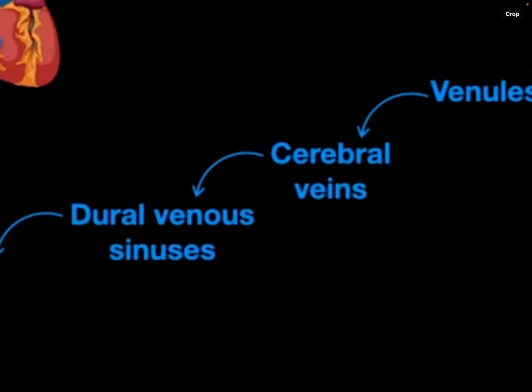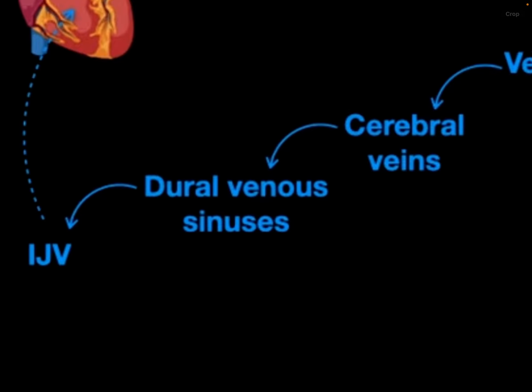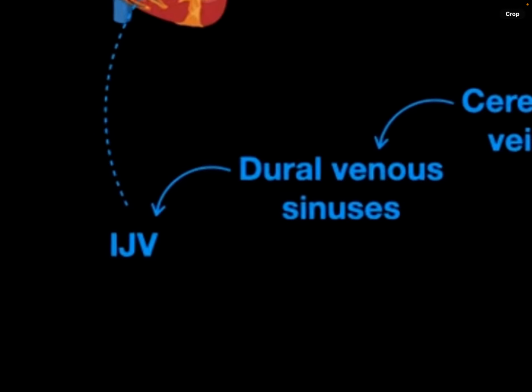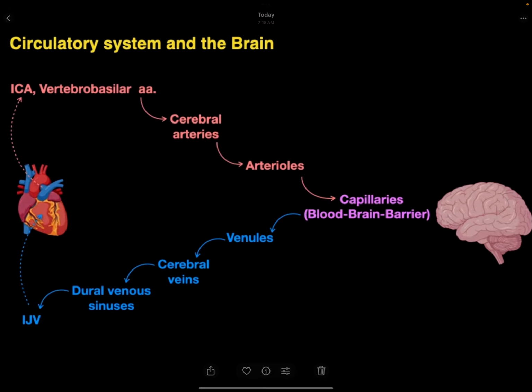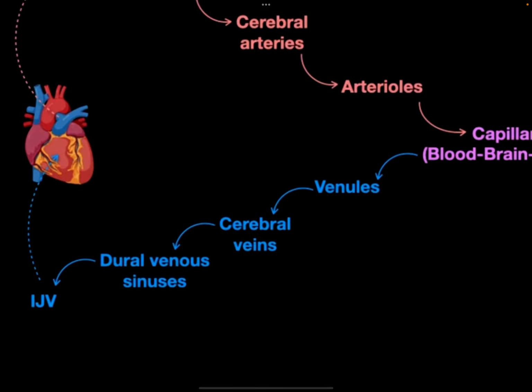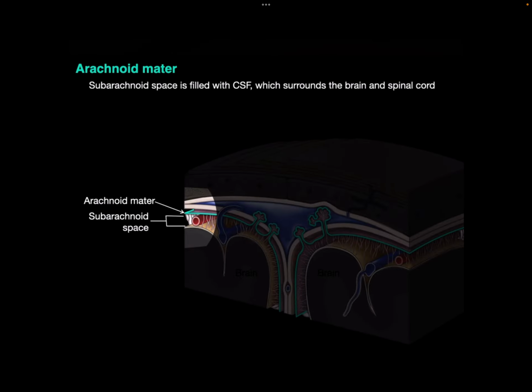So cerebral veins then drain into the dural venous sinus, but not just cerebral veins, but also what do you have? Diploic veins and the emissary veins. And then eventually the dural venous sinuses drain into the internal jugular vein, and that's how all of the blood supply goes back to the superior vena cava, right? This is very important.